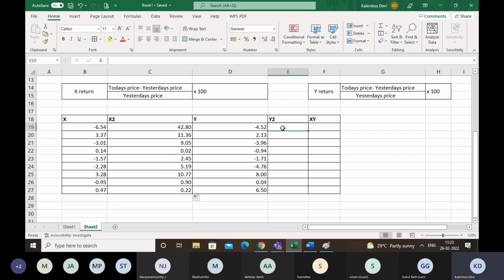And similarly, I do it here also. So I just multiply 2 times, D19 again multiplied by D19. Okay, so I get this answer. I make it only 2 decimals. When I convert this into decimals, it becomes 40. Okay, so this is the value. Everything has become like this.